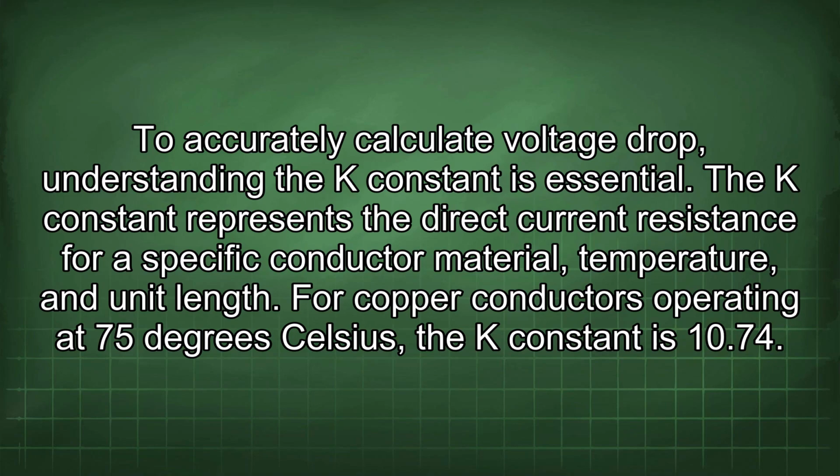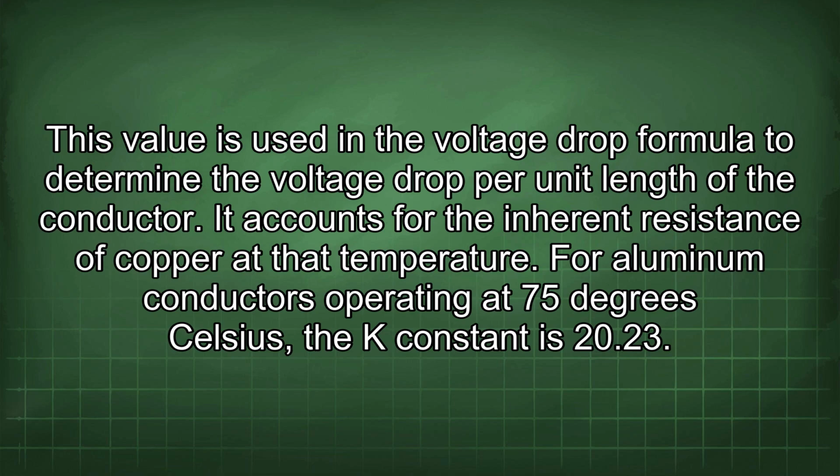To accurately calculate voltage drop, understanding the K constant is essential. The K constant represents the direct current resistance for a specific conductor material, temperature, and unit length. For copper conductors operating at 75 degrees Celsius, the K constant is 10.74. This value is used in the voltage drop formula to determine the voltage drop per unit length of the conductor. It accounts for the inherent resistance of copper at that temperature.